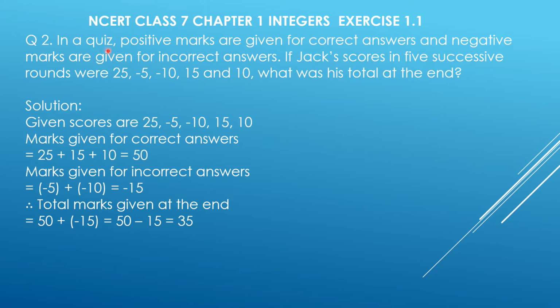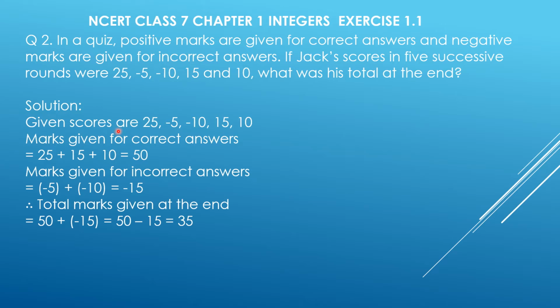In a quiz, positive marks are given for correct answers and negative marks are given for incorrect answers. If Jack's scores in 5 successive rounds were 25, -5, -10, 15 and 10, what was his total at the end? So there are 5 rounds and in each round these are the scores obtained by him, and positive marks are given for correct answers and negative marks are given for incorrect answers. Okay, so let us move to solve the question.